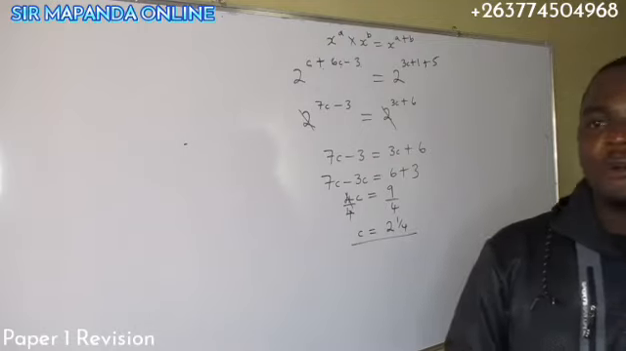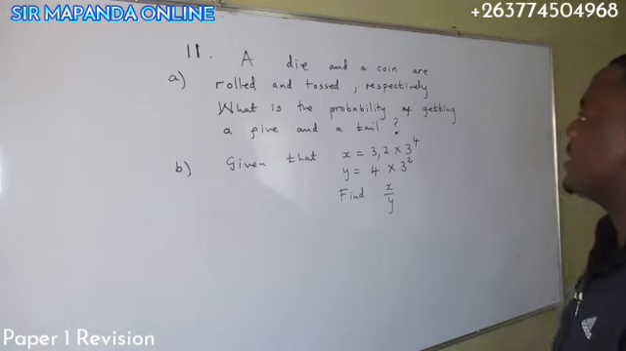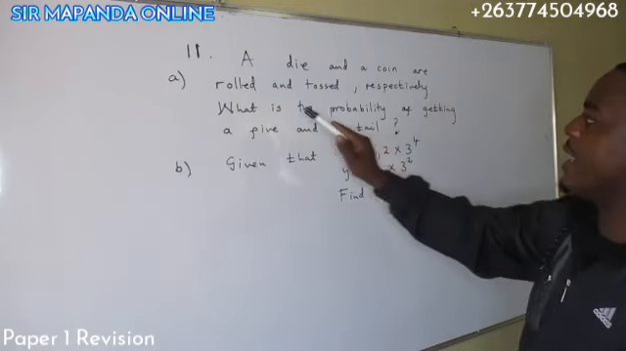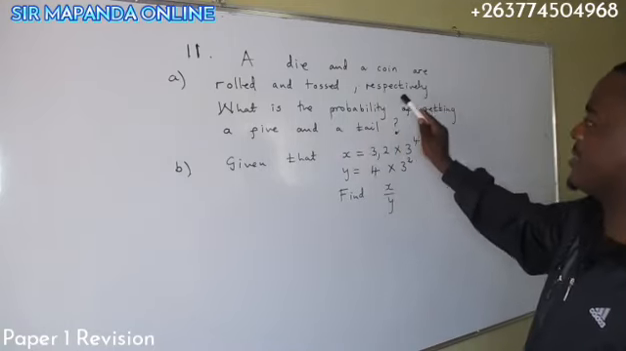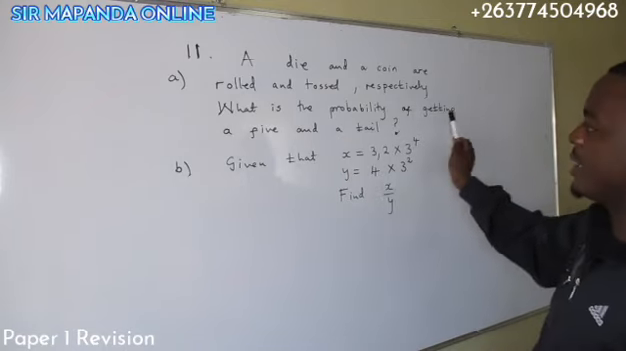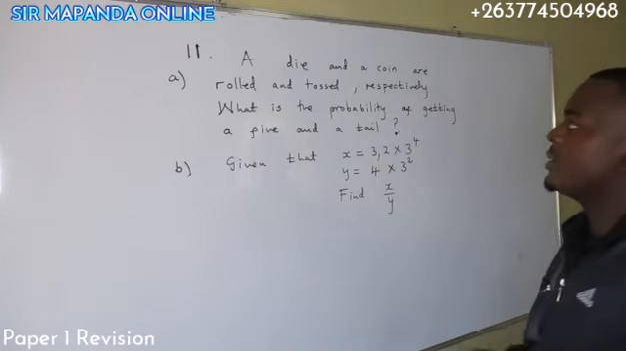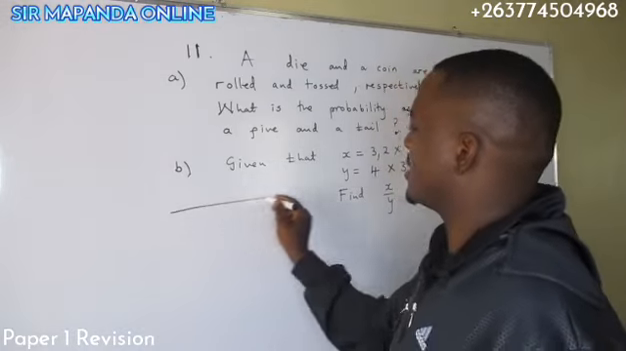Stay tuned as we move on to the next question. Question number 11, it reads, a die and a coin are rolled and tossed respectively. What is the probability of getting a 5 and a tail? So you can make use of outcome table.